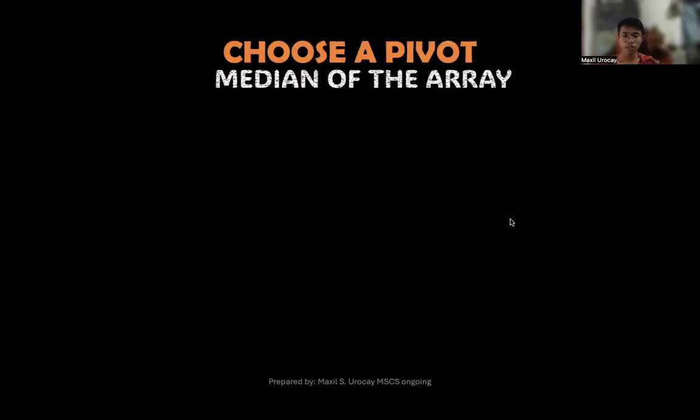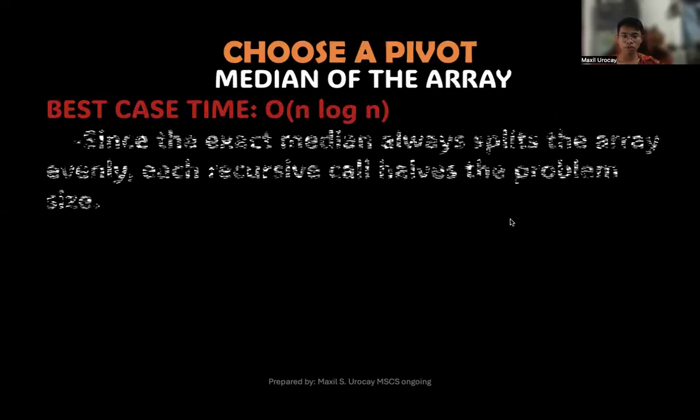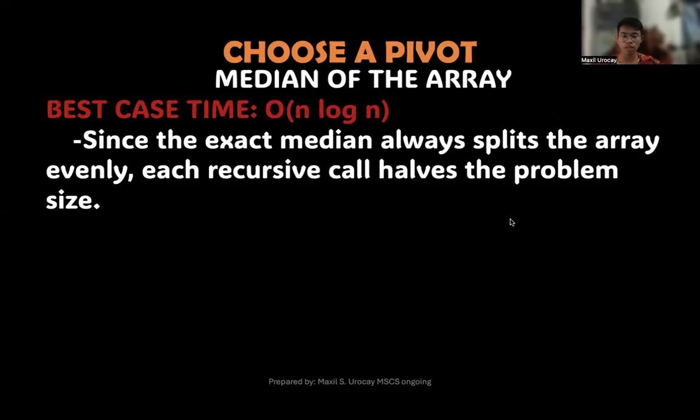So for the median of the array, it will be the same thing, O(n log n), since the exact median always splits the array evenly. Since we're able to identify the median, we're able to sort using the median of the array, then you will begin to sort it. That totally makes no sense for doing that one. However, just for consideration, how does it really work?